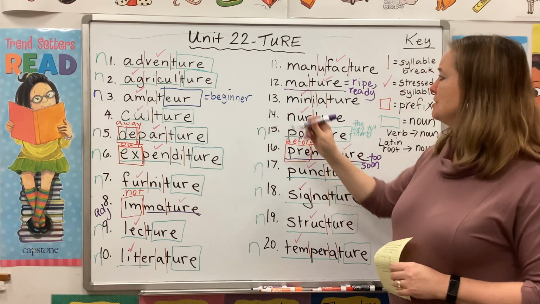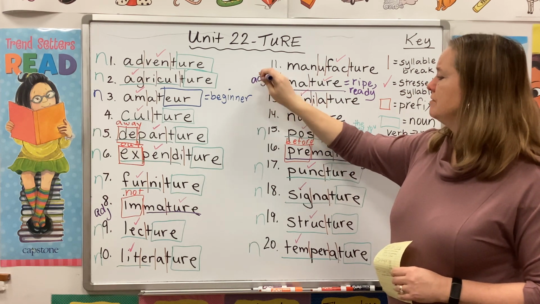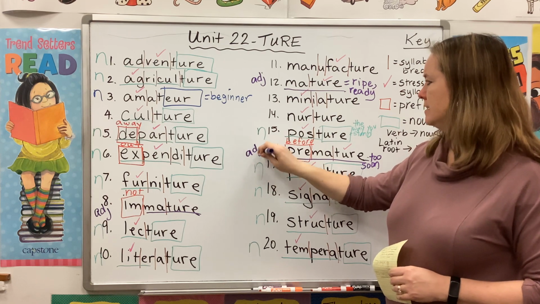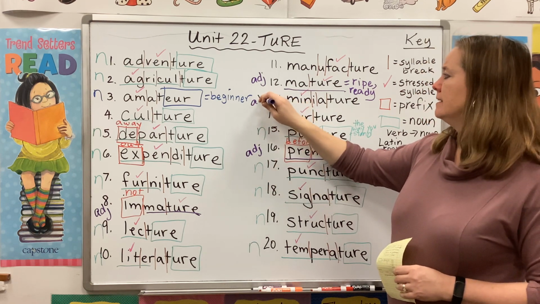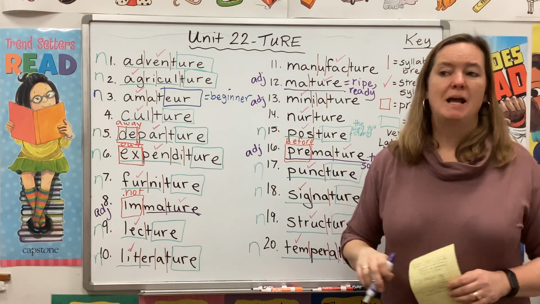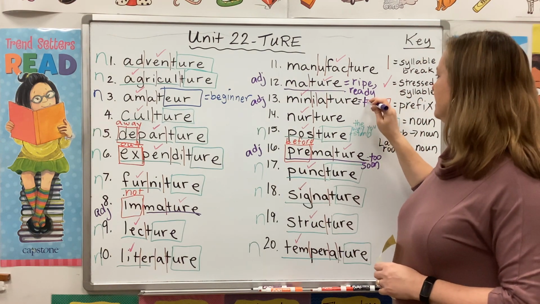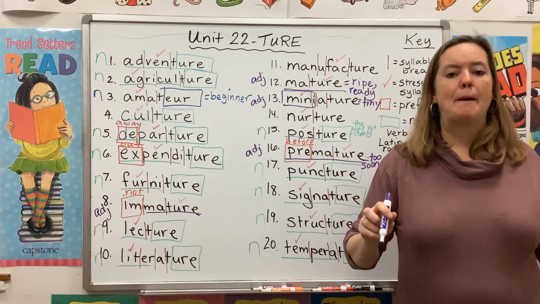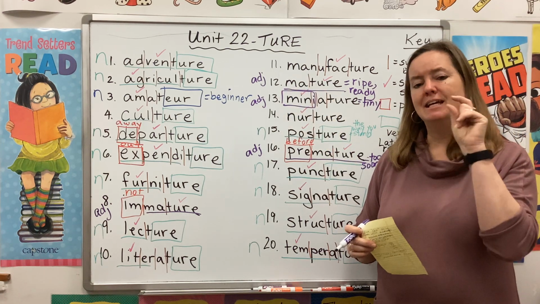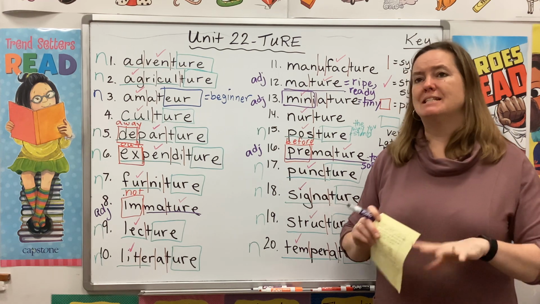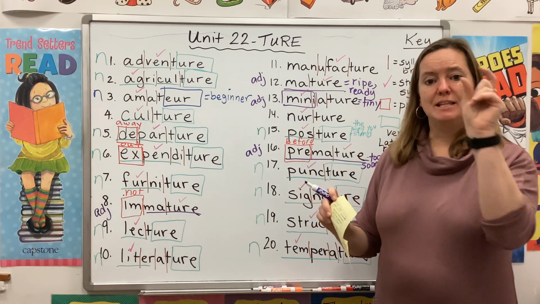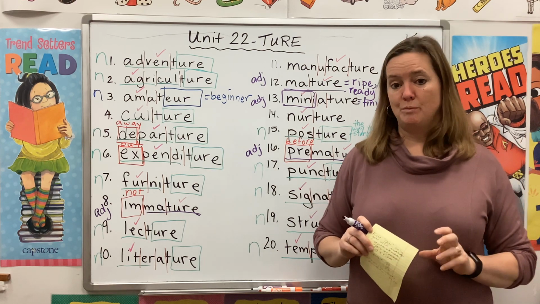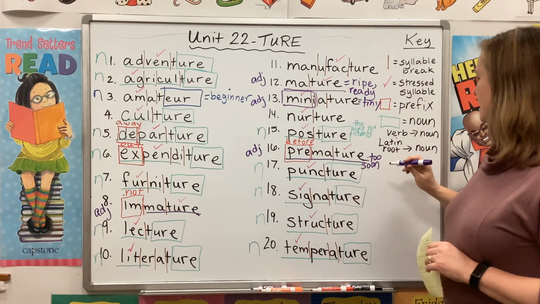We do have another adjective on our list this week. Have you spotted it? Besides immature, mature, and premature, it is this word, miniature. And miniature you can think of as tiny. Most of the time we just shorten it to mini, right? So maybe you have mini Lego figures, or maybe instead of eating a big candy bar, you eat the mini size, the miniature Snickers bar, the miniature Milky Way bars. So those are adjectives.